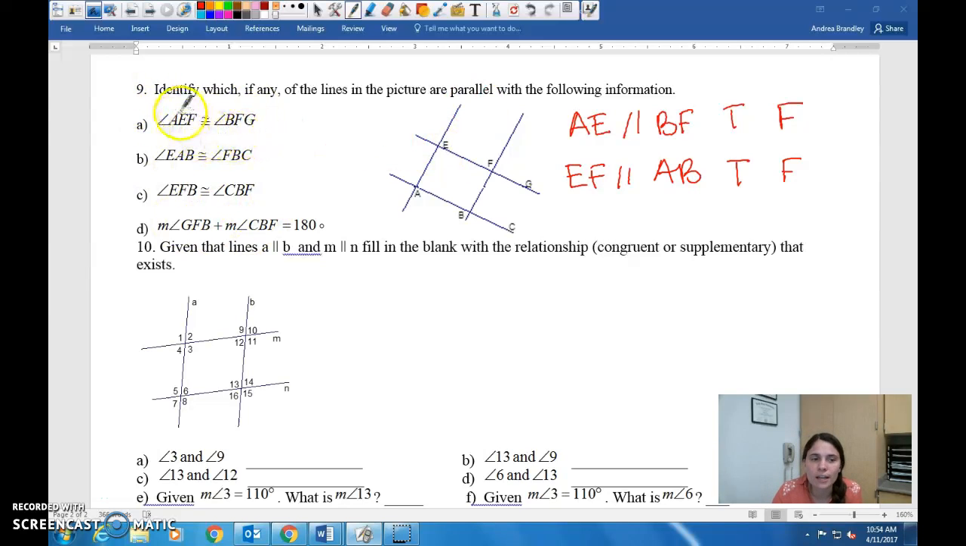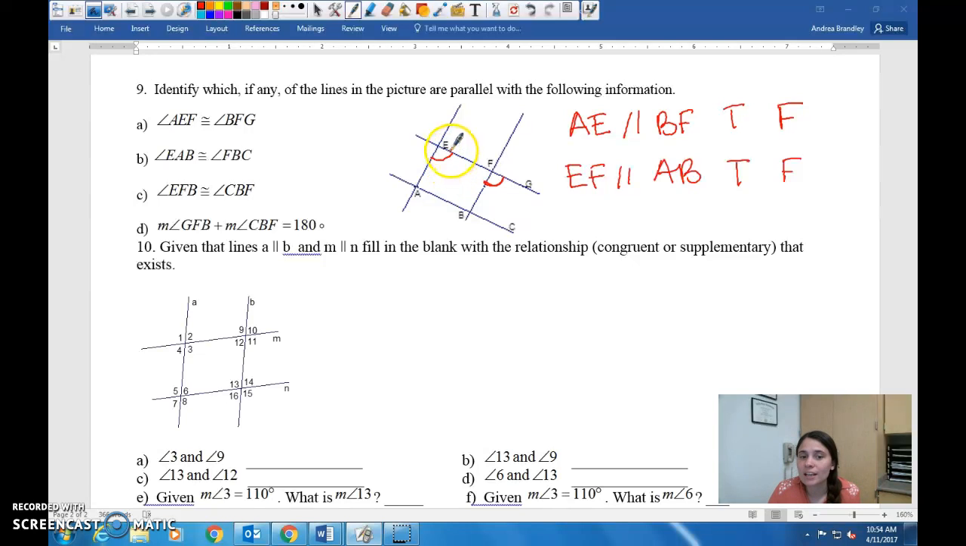So I'll start with AEF. To find that angle, I start at A, go to E, then to F. So AEF is this angle, and BFG is this angle. If these were my parallel lines and this was my transversal, then these would be corresponding angles. They'd be to the left of the transversal, below the line, to the left of the transversal, below the line.